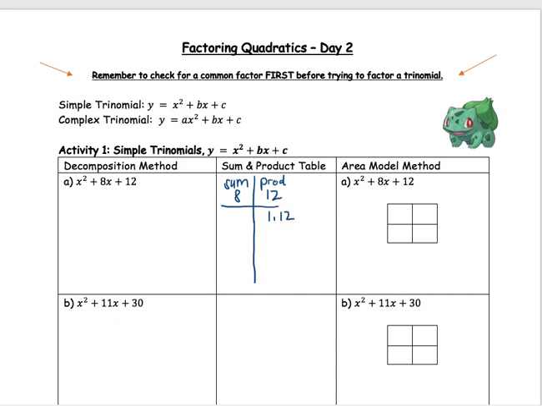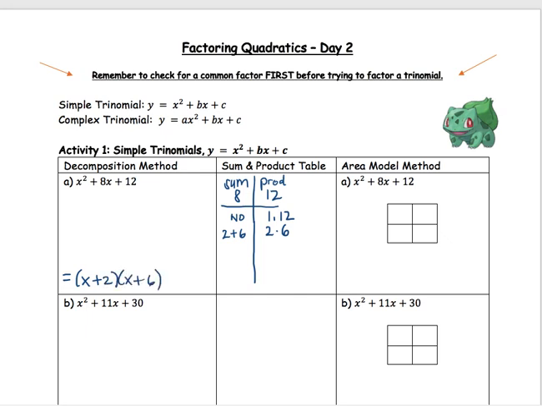1 times 12, will it add or subtract to 8? Nope. So then we go to 2. 2 times 6, yes, that'll make 8. So 2 plus 6. I'm not going to list off the other ones because we found the two that work. Because we know that this is a simple trinomial, we know that the answer will be x plus 2, x plus 6.